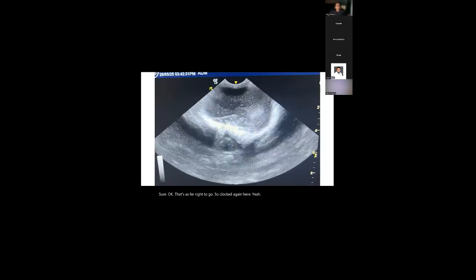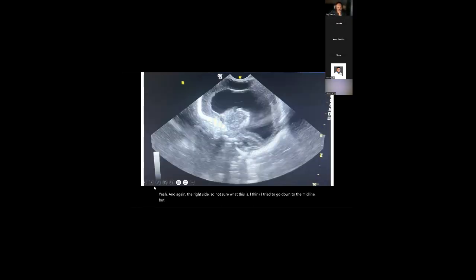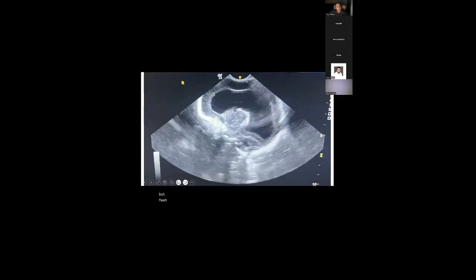And again the right side. So not sure what this is. I think I tried to go down to the midline, but it's a midline view again, probably in between the midline and one of the lateral views. This is the left. Yeah, brilliant. So it's the left again.